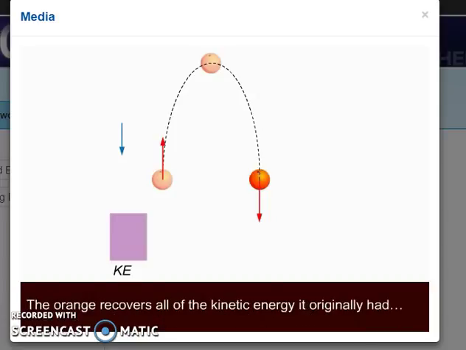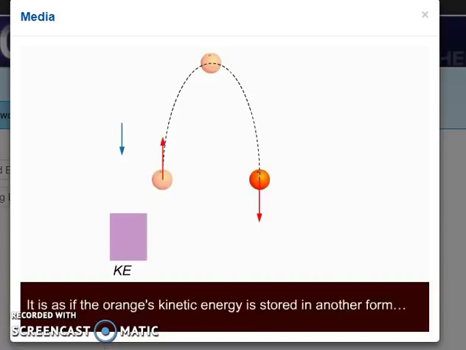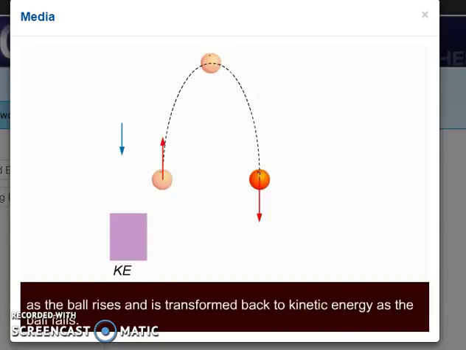The orange recovers all of the kinetic energy it originally had when it returns to the height at which it left the juggler's hand. It is as if the orange's kinetic energy is stored in another form as the ball rises, and is transformed back to kinetic energy as the ball falls.